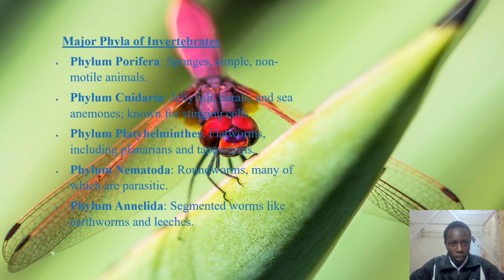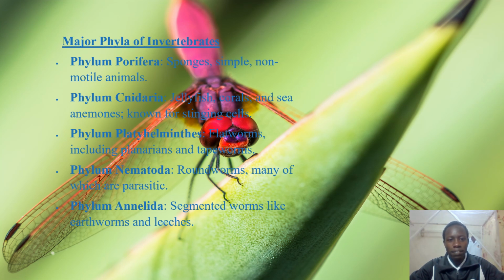Let us start with the major phyla of these invertebrates. What are the phyla of these invertebrates? The phyla are phylum Porifera, which consist of sponges, and these sponges are simple non-motile animals. They cannot move. You will realize that they are sessile in other terms. Sessile means they cannot move. So these organisms cannot move, and they are known as sponges.